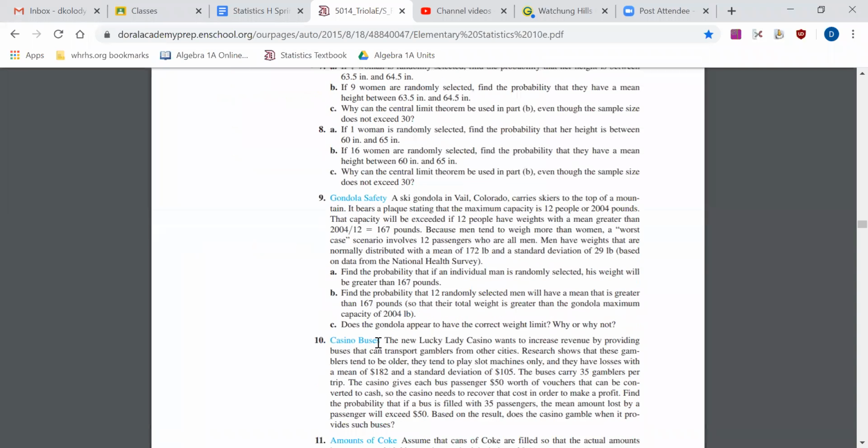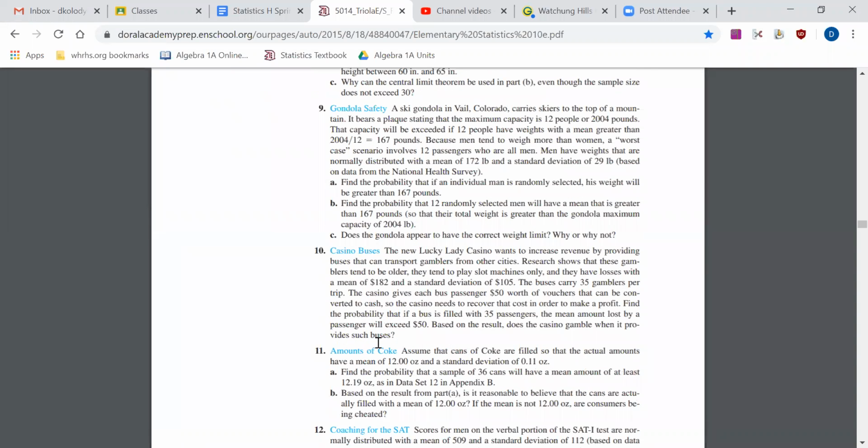Number 10 states that the new Lucky Lady Casino wants to increase revenue by providing buses that can transport gamblers from other cities. Research shows that these gamblers tend to be older, they tend to play slot machines only, and have losses with a mean of $182 and a standard deviation of $105. The buses carry 35 gamblers per trip.